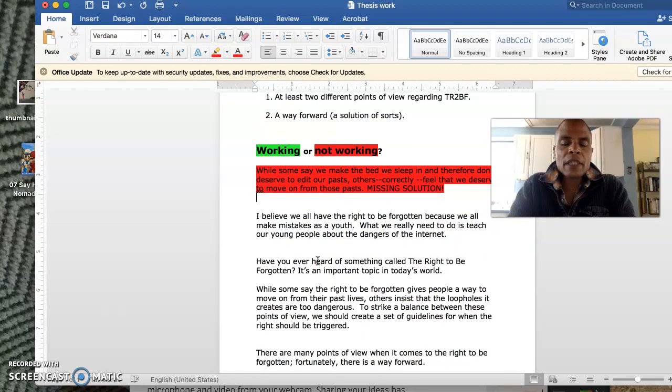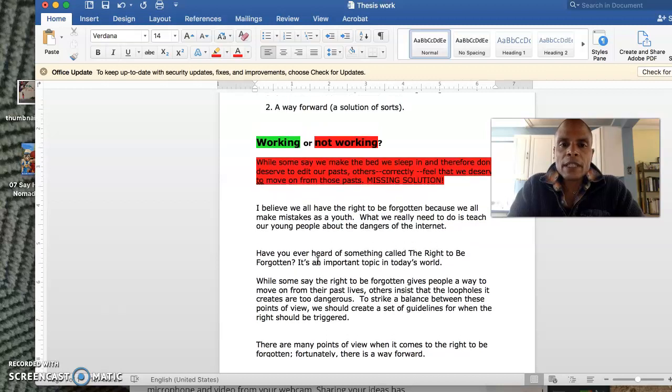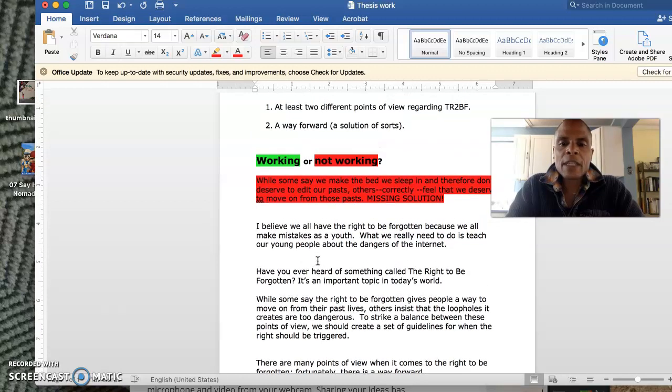Next, I believe we all have a right to be forgotten because we all make mistakes as a youth. What we really need to do is teach our young people about the dangers of the internet. Okay, so take a moment, remember what it is that this thesis statement has to have in it, and see if it has everything that it needs and if there's anything that makes it not work.